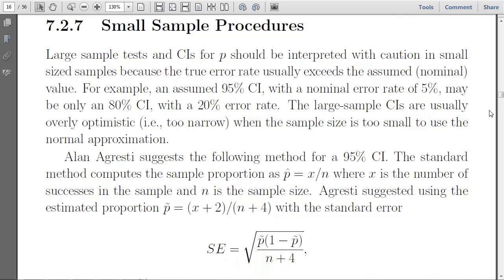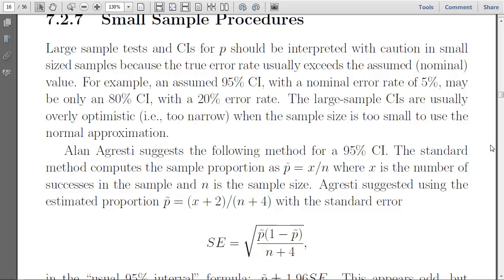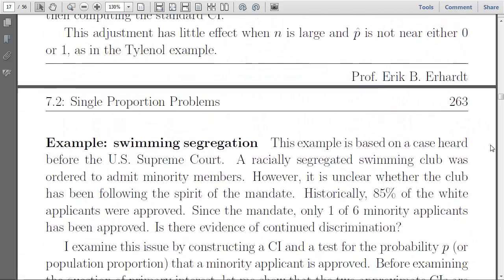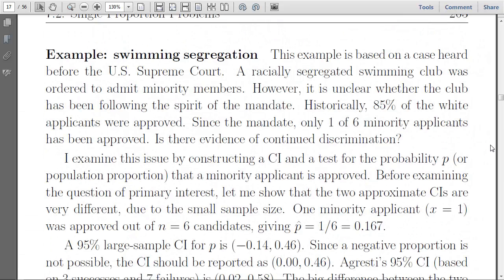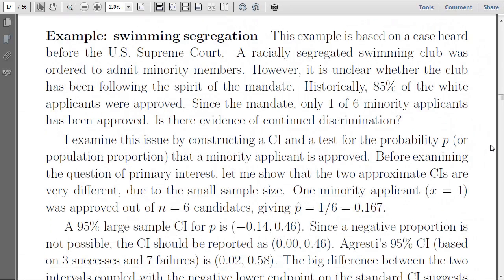Something that's not really used anymore, this was back in the day when we didn't have very powerful computers and people were doing these calculations on hand calculators at best, was when you didn't have your assumptions met, you would simply add 2 to both the successes and failures. And this is a strategy suggested by Alan Agresti, he's a statistician. But we don't really use this anymore. So that's just sort of a historical note. Instead, I'm going to show you what the exact test looks like through this swimming segregation example.